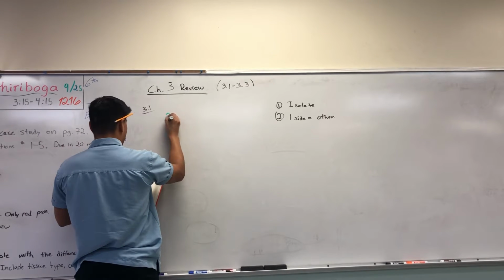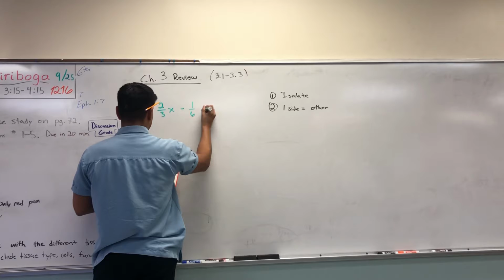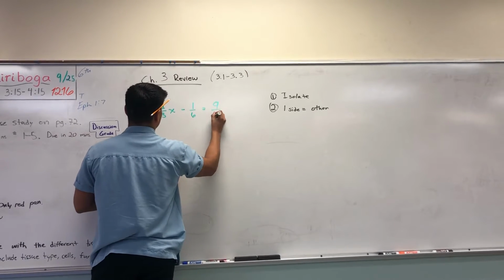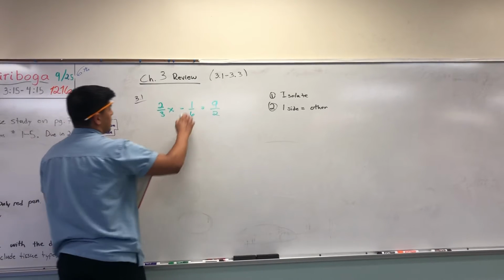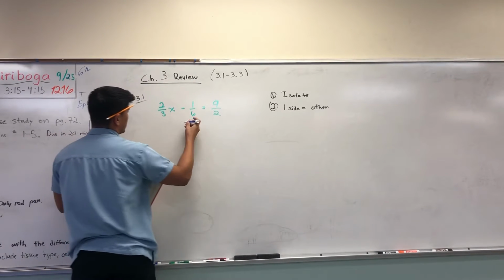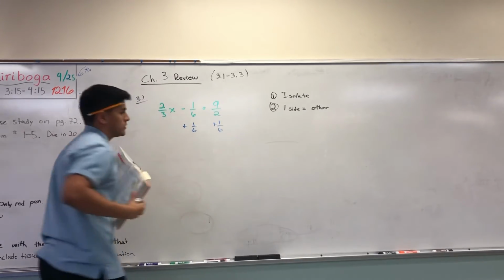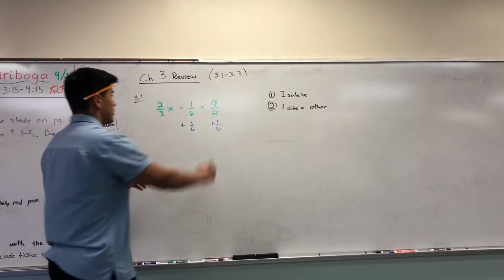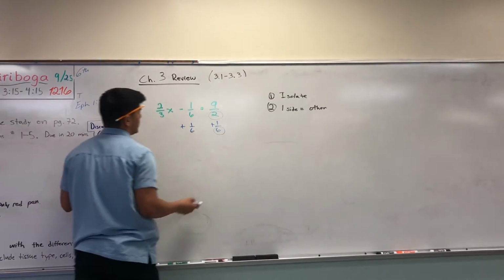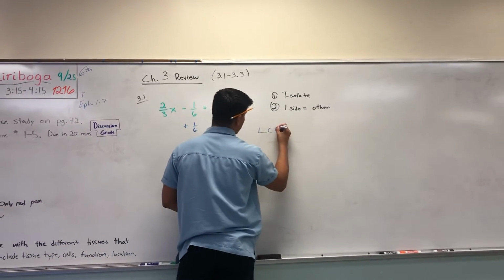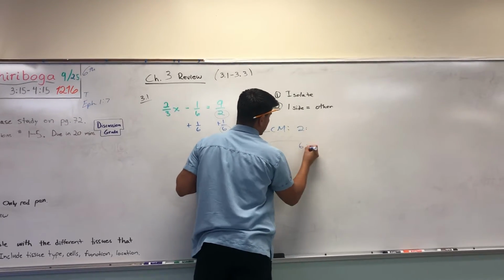Number 31, you have 2 over 3x minus 1 over 6 equals 9 over 2. Alright, we work from the outside in, same exact thing as always, okay? This is going to be the farthest thing from the variable, so we're going to add 1 over 6 to both sides. But we come into a little bit of a problem because whenever we're adding fractions, we need to have the same denominator. So we use the least common multiple to find the same denominator of 2 and 6.